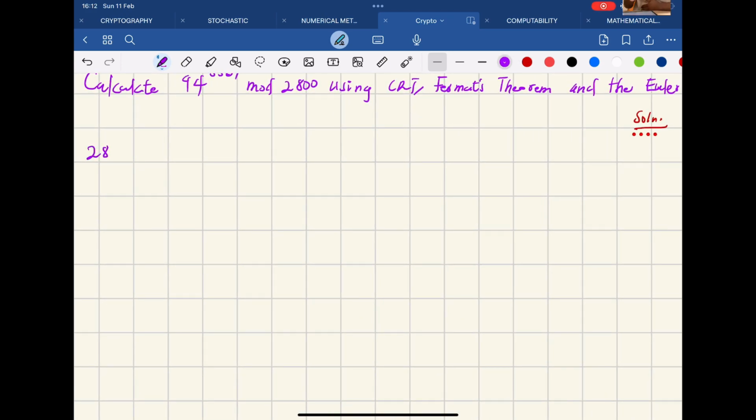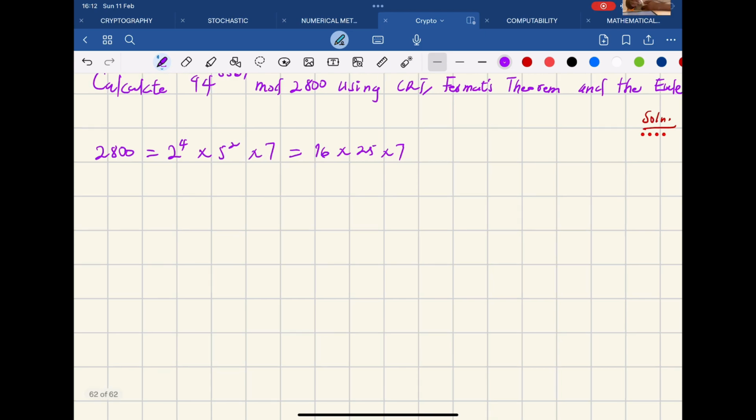First of all, you have to write 2800 in its prime factorization. So we are going to get 2 exponent 4 times 5 exponent 2 times 7. And this is the same as 16 times 25 times 7.